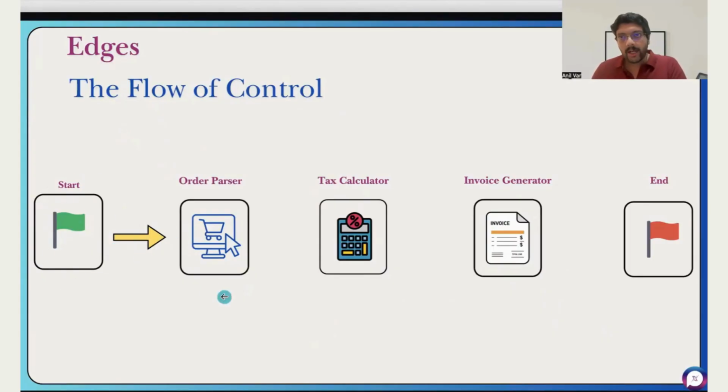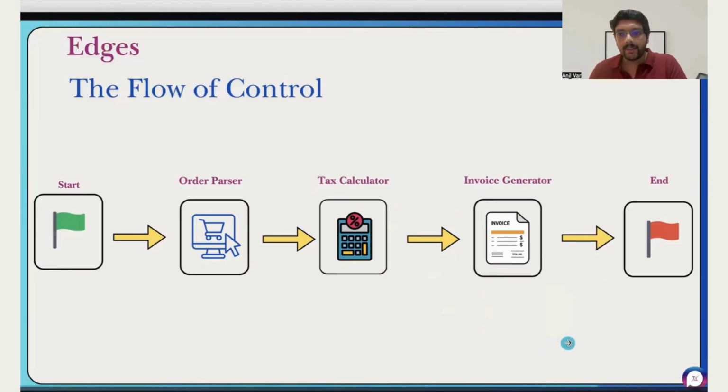The first node I need to run is the order parser. Then after order parser is run, the edge tells it to go run tax calculator. Then the next edge tells it to go run the invoice generator. And then finally, that's it, you're done, right? So end. So this is defining the control flow in the workflow. So let's quickly go do that in Laeyerz.